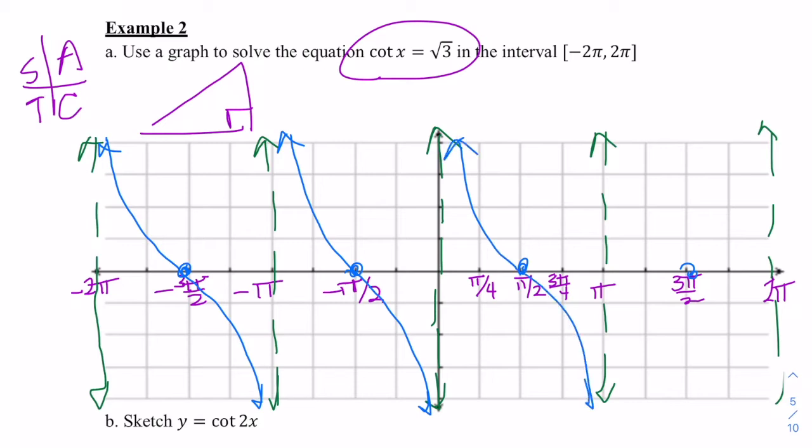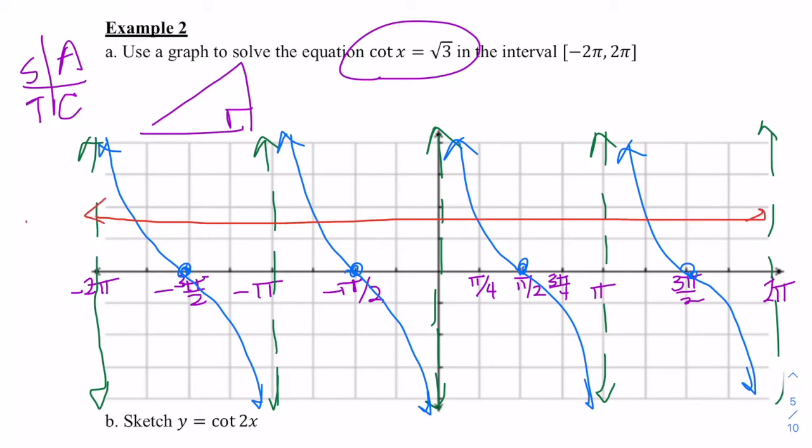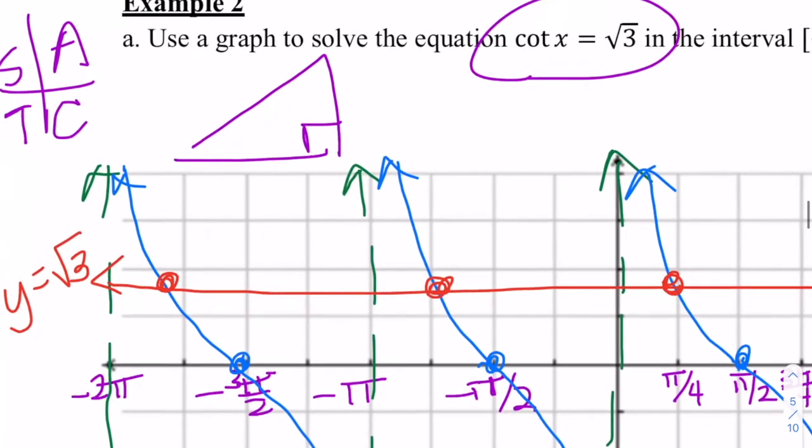So if I was going to sketch that line, definitely a little less than 2, so about 1.7, say it's about here, would be my y equals root 3. Well, you can see right away there's definitely going to be 4 times when it equals root 3. And even though it sometimes looks like it's on my pi over 4, it's not always there. So we have to figure out what that angle is, and we can go back to the triangle.